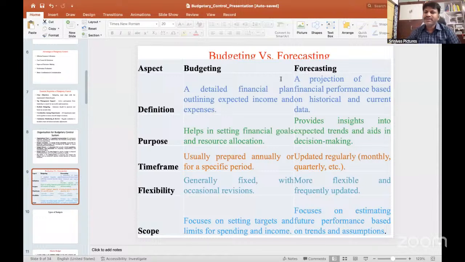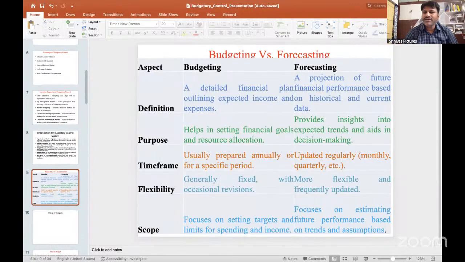What is the difference between budgeting versus forecasting? Budgeting is different and forecasting is different. A budget is a detailed financial plan outlining the expected income and expenses. Forecasting is a projection of the future financial performance based on the historical and current data. It means, based on the past data, we are going to estimate for the future.